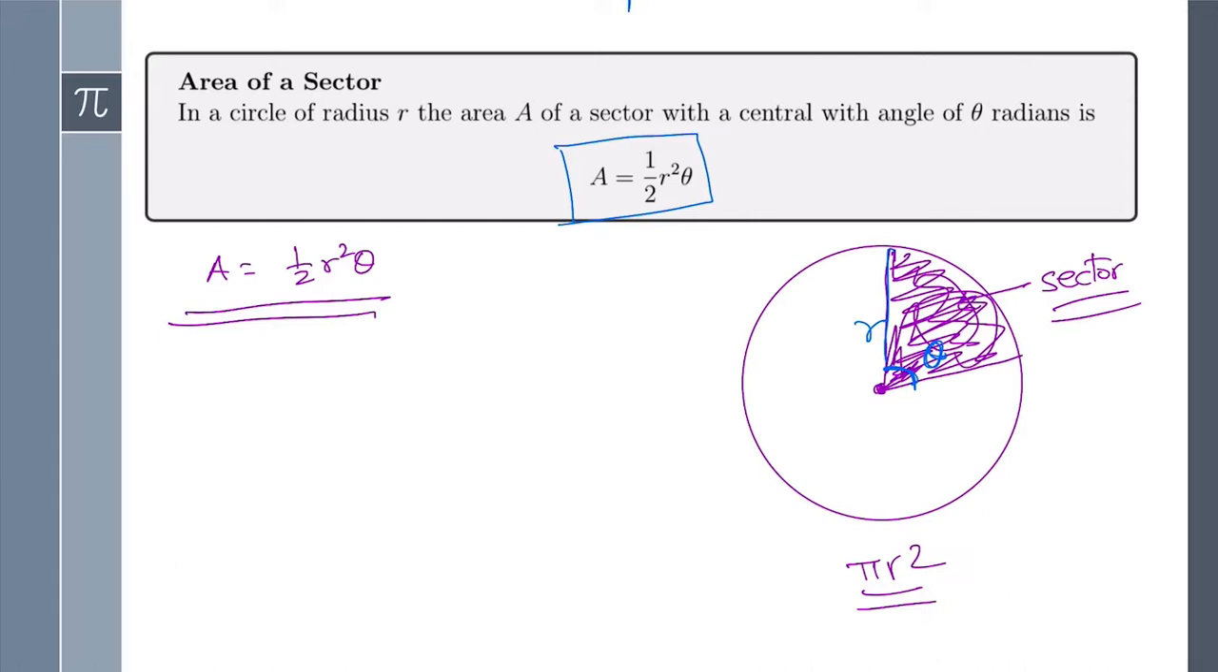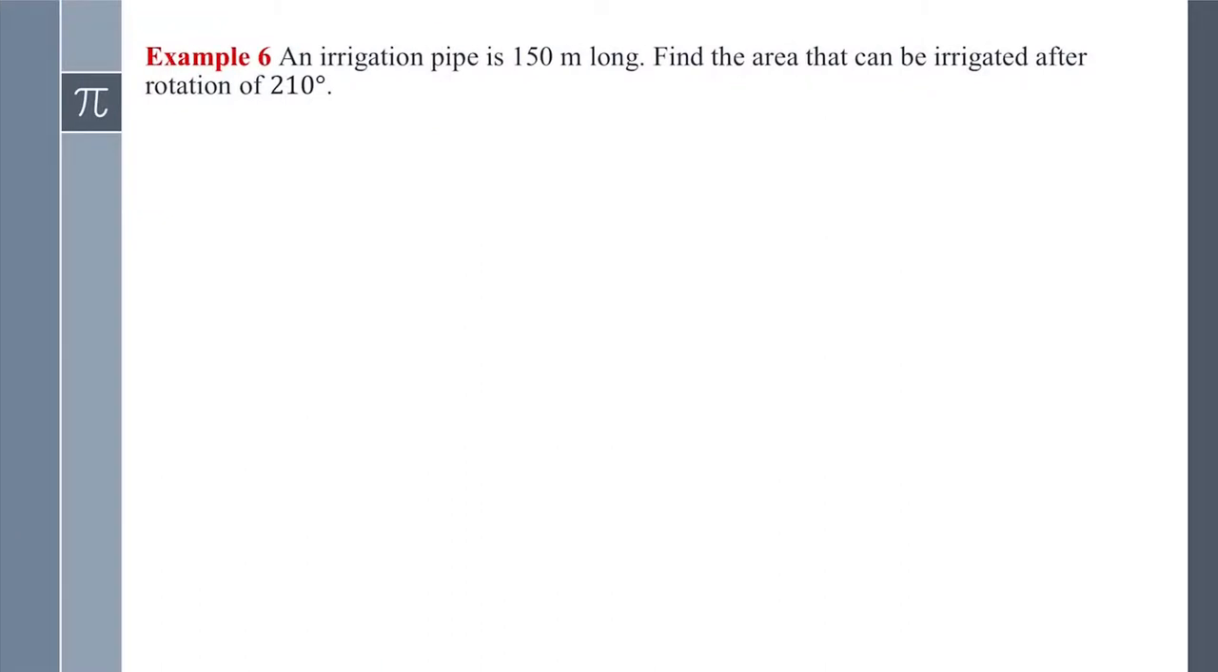Again, it's very important that the angle must be in radians. Always when you're using this formula, the arc length formula, the area of sector formula, your angle must be in radians. So if it's given in degrees, make sure you change that to radians. Let's look at an example.